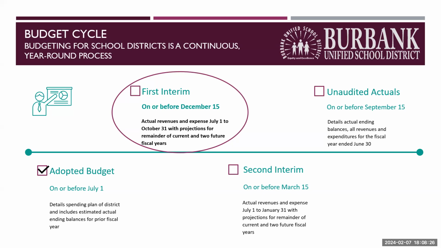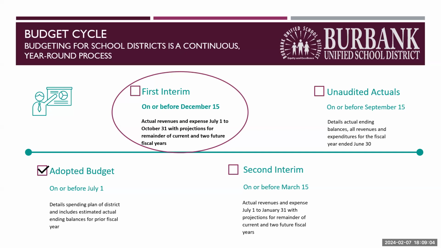The first official look that the board takes at the budget is in December. I am going to slow down for our translators. I apologize for my speed, so bear with me. In December, the board receives a formal report from our fiscal team presenting the first interim revisions, or update, to our school budget. They will receive a second interim revision in March that by law must go to the board by March 15th.